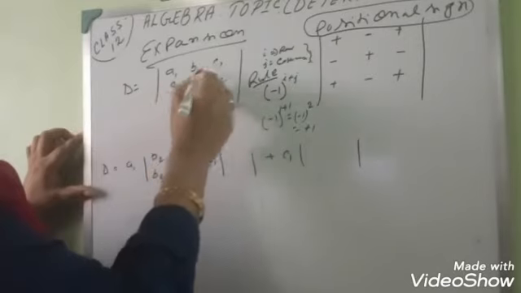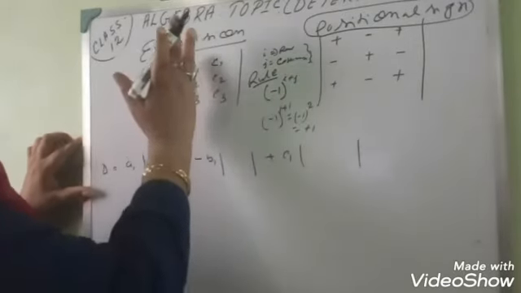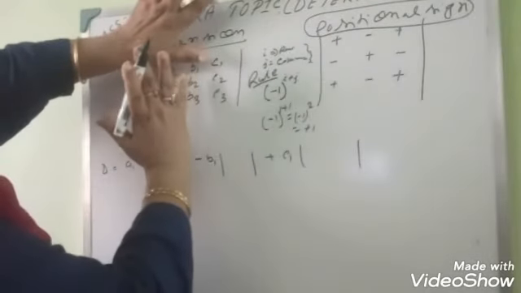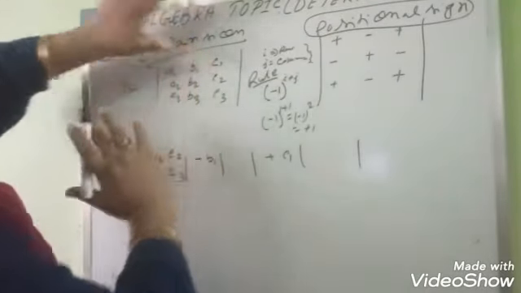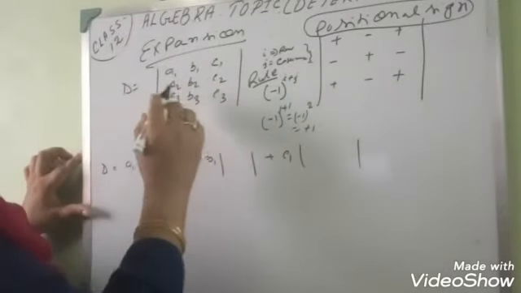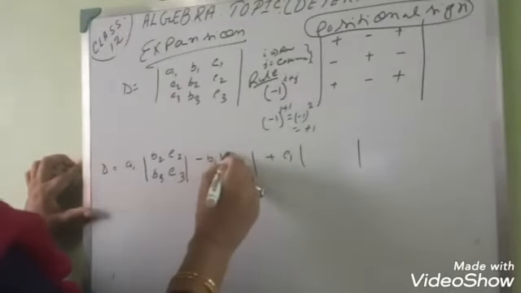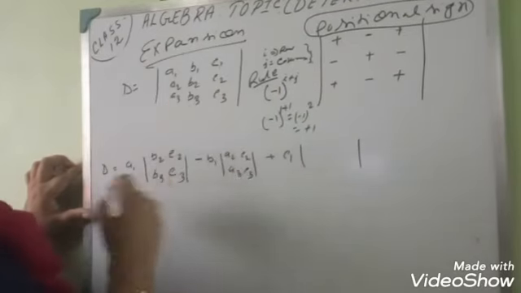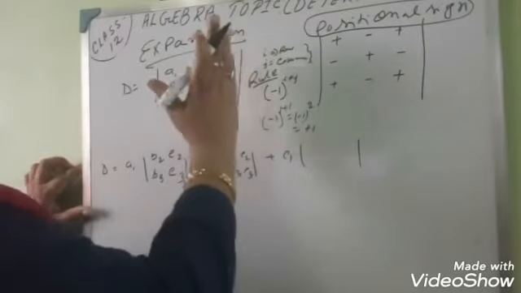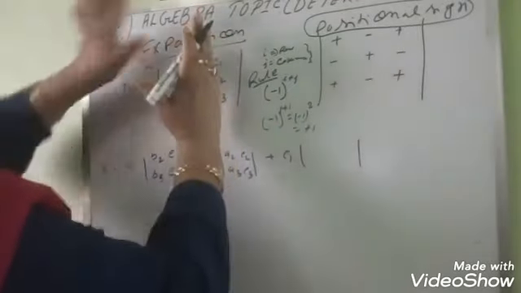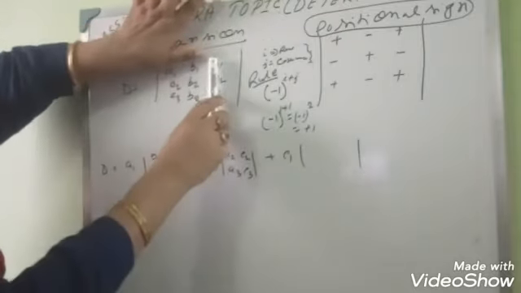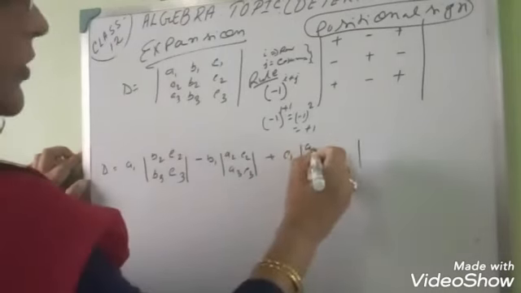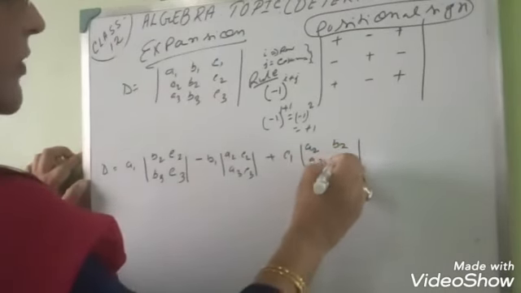Similarly, for b1, it is lying in the first row and the second column. So we cancel the first row and second column, then we get a2, c2, a3, c3. Similarly, for c1, this is the first row and the third column. Cancel these two, then we get a2, b2, a3, b3.